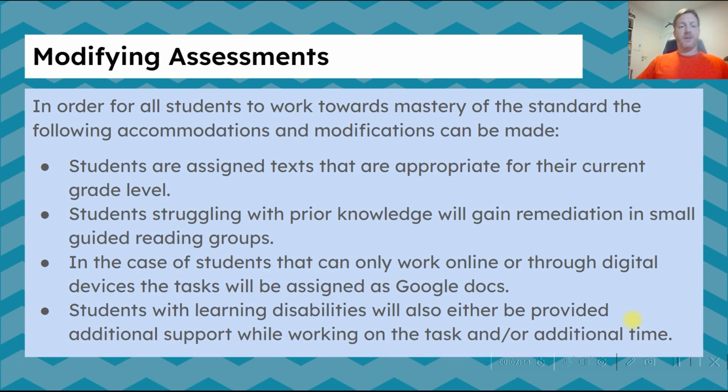It's also important to modify the standards. So students should be assigned texts that are appropriate to their current reading level. So in classes, you often have students that are reading below grade level and reading above grade level. You want to give them a text that is appropriately challenging. Students struggling with prior knowledge should be given remediation or be retaught where there are gaps.